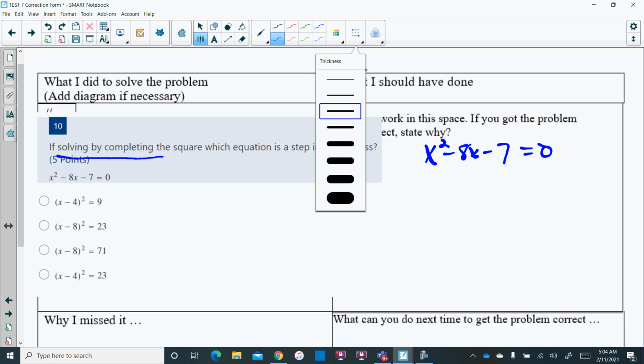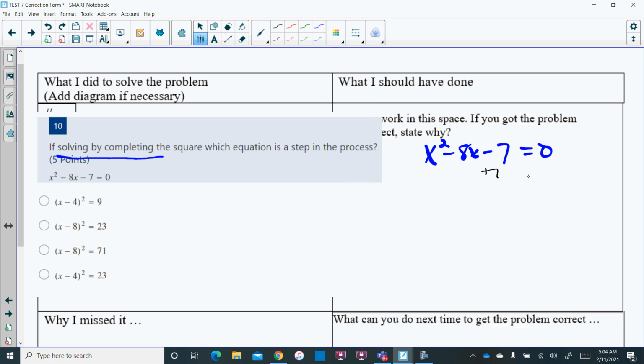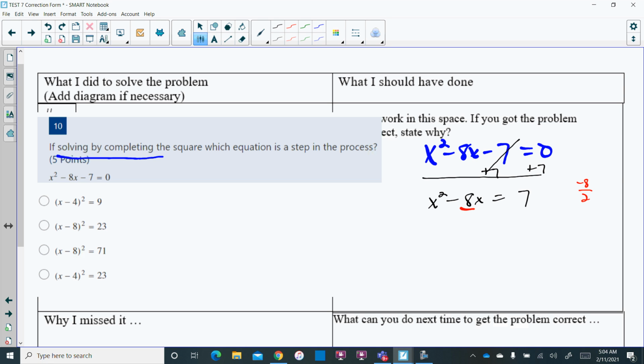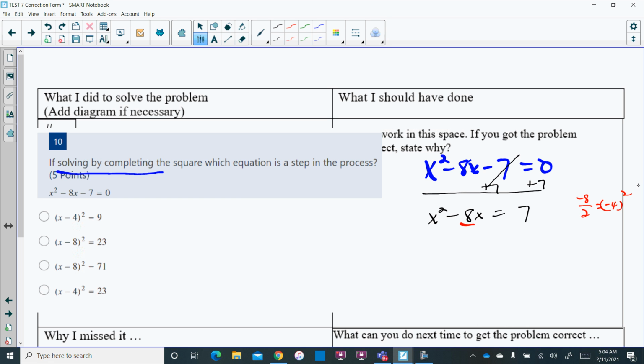So to solve it, we needed to add 7 first on both sides to get the constant. So we have x squared minus 8x equals 7. Then we needed to do the little steps that were on problem 9. So now we're doing our b. We're taking half of that. That gave me negative 4. And then we're squaring that, which gave us 16.